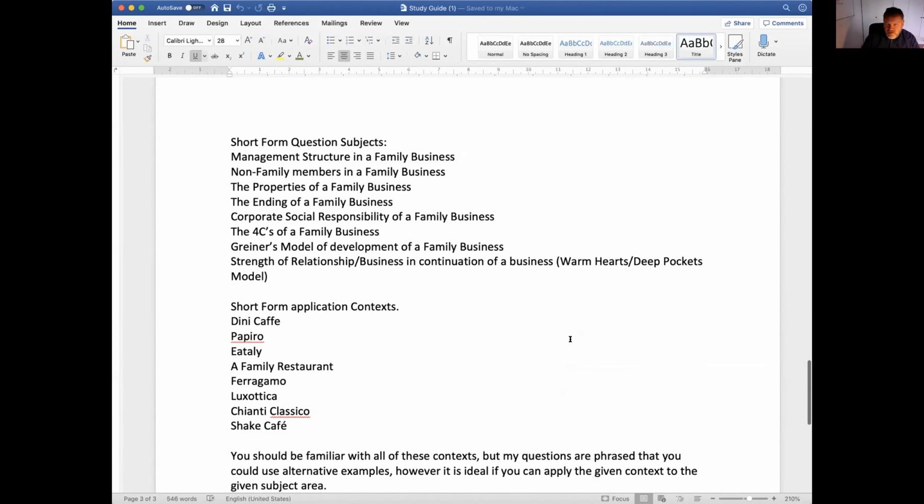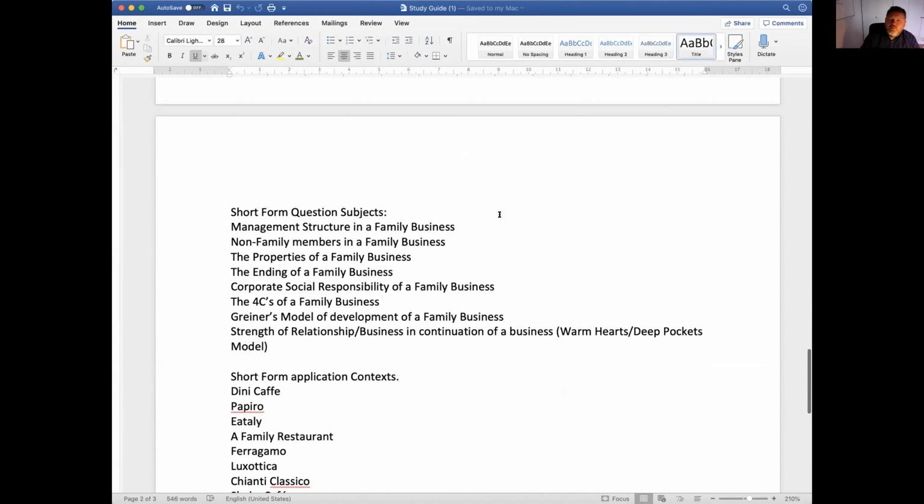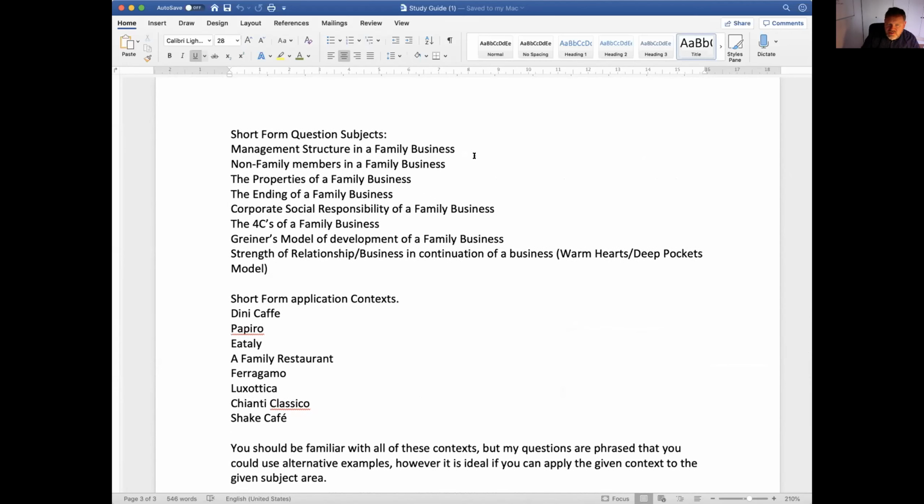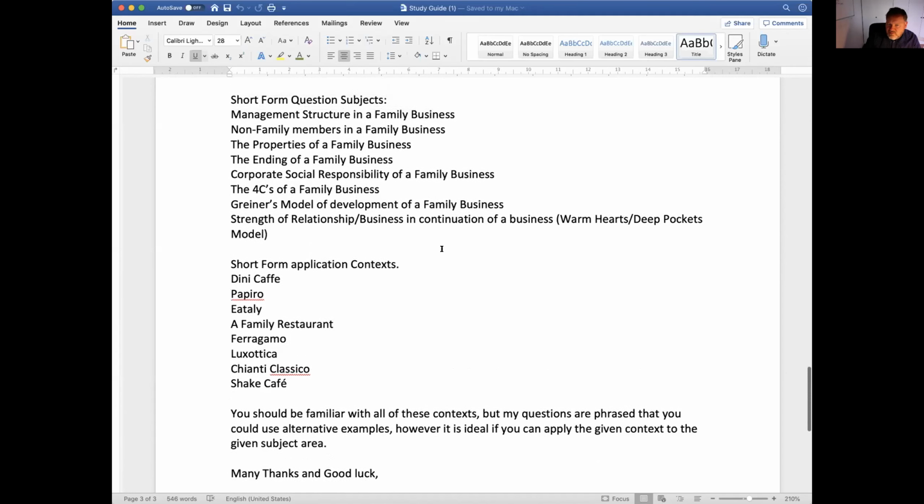So the subject areas here will be management structures, non-family members in a family business, the properties of family business, the ending or the termination of family businesses, corporate social responsibility, the 4 C's, Green's model of development of a family business, and the strength of relationship business and continuation of a business, the warm hearts, deep pockets model. It's important that you know all of those subject areas, because your question may be drawn from any one of those. So it's not a choice. You'll be given two questions to actually answer from those ranges.